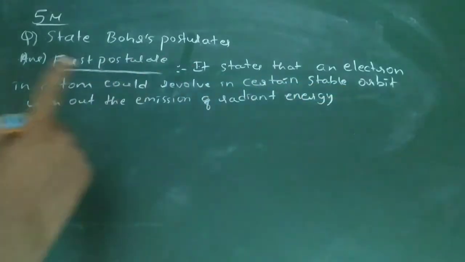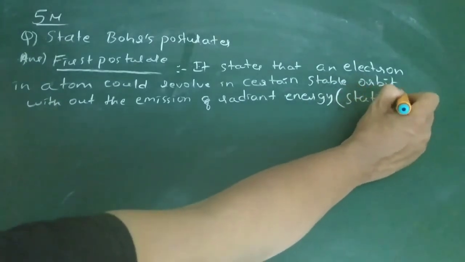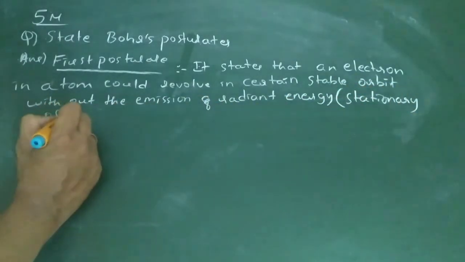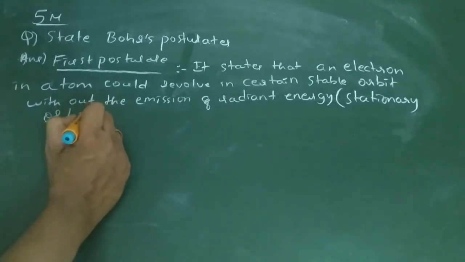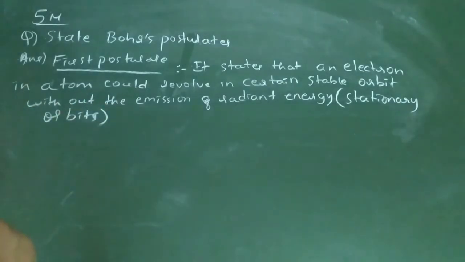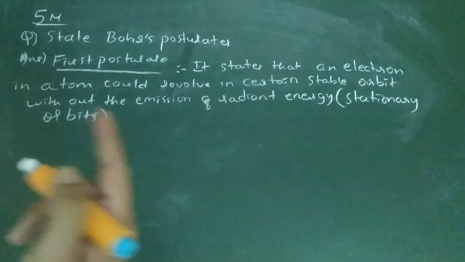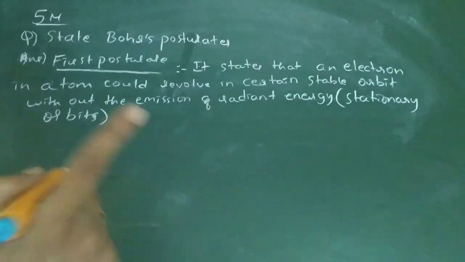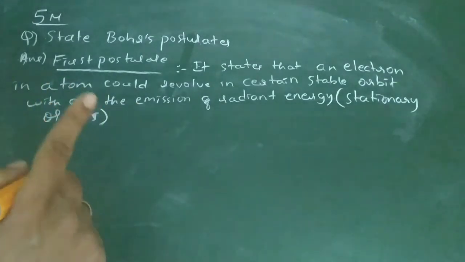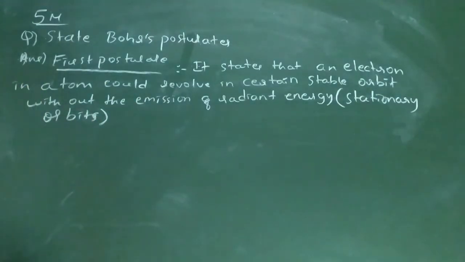The first postulate means you have to talk about stationary orbits, in the bracket. Please remember, first you are talking about stationary orbits, because as we know, when an electron revolves around the nucleus, the electron is a negatively charged particle. Any particle which is accelerating must emit electromagnetic radiation. That means the electron which is revolving has centripetal acceleration, which means it has to emit radiation continuously, but it is not happening. Why?